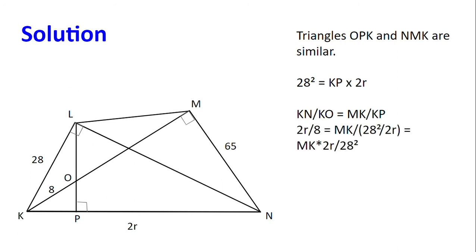And now, through similar triangles OKP and MKN, we find KN divided by KO is MK divided by KP. So 2R divided by 8 is MK divided by 28 squared divided by 2R, which is the same as MK multiplied by 2R divided by 28 squared. We then find MK is 28 squared divided by 8, which is 98. Now MO is MK minus OK, which equals 98 minus 8, which is 90. That's our answer.